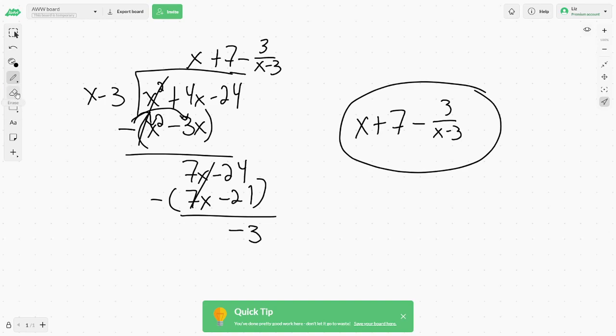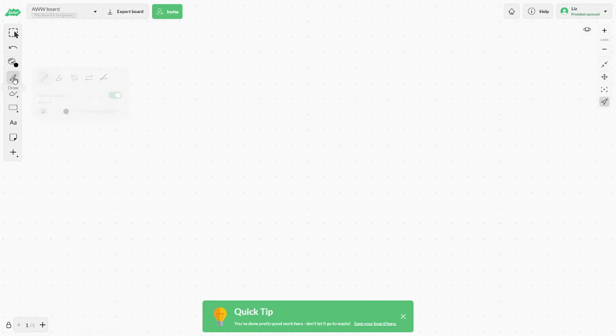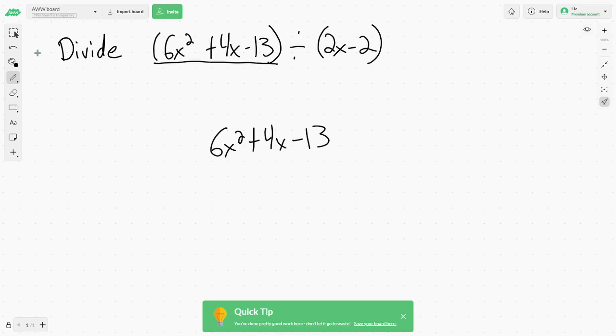Let's look at one more example. So this time it tells us divide 6x squared plus 4x minus 13 divided by 2x minus 2. So the way we're going to take this is we're going to take this first number, it's a really long one, and divide it by 2x minus 2.